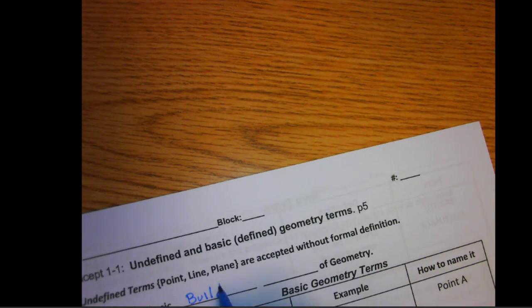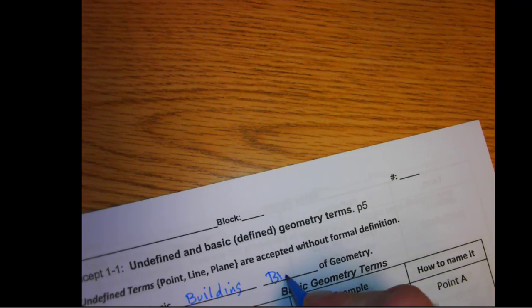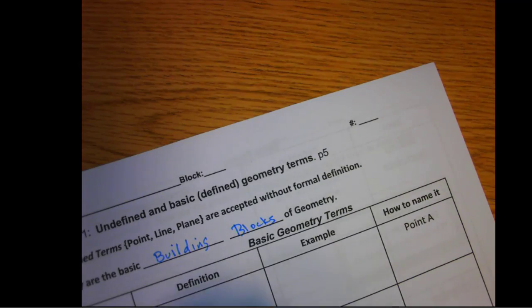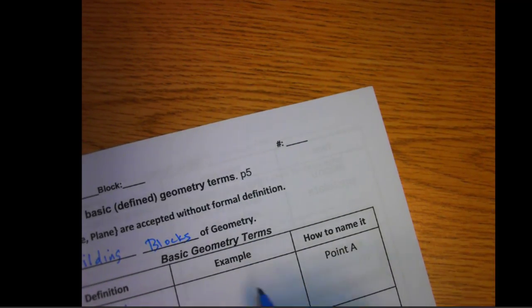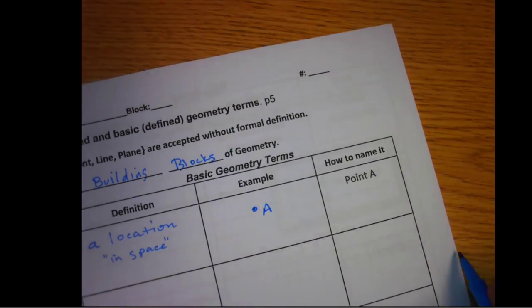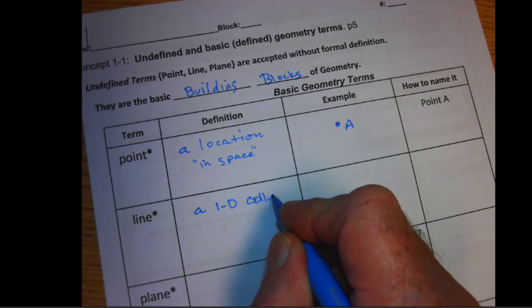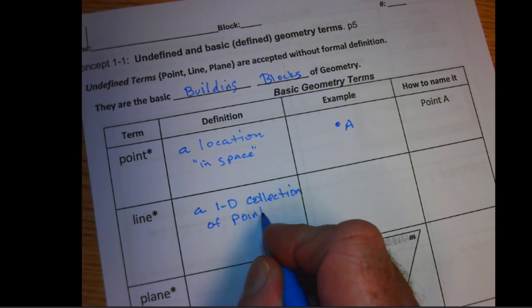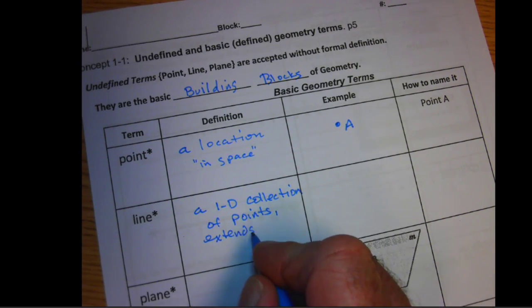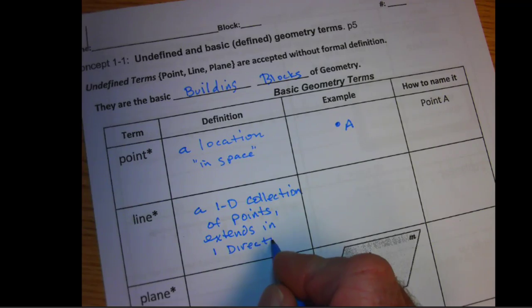Okay, these are our 1-1 notes on undefined and basic geometry terms. These undefined terms are the basic building blocks of geometry. Our first definition is for point. A point is just defined as a location. We use a capital letter A to represent it and call it point A.